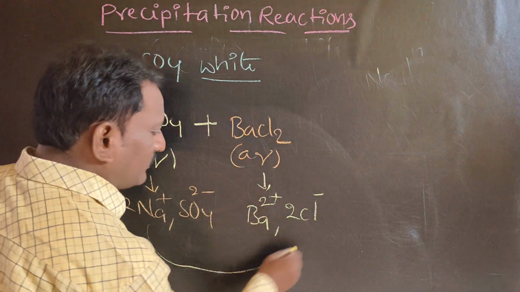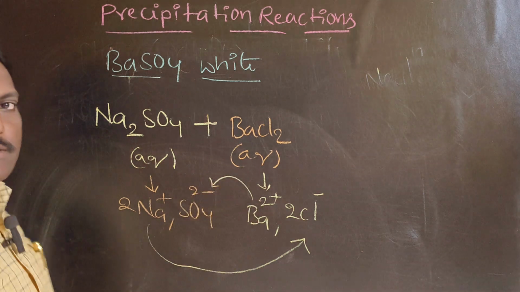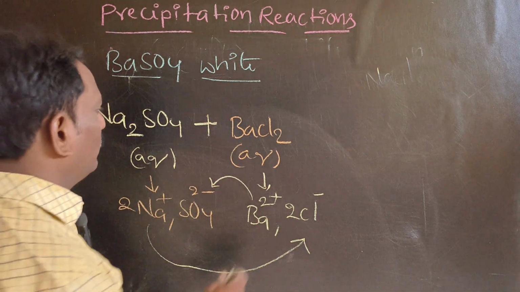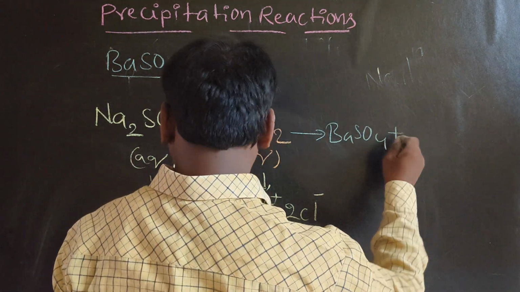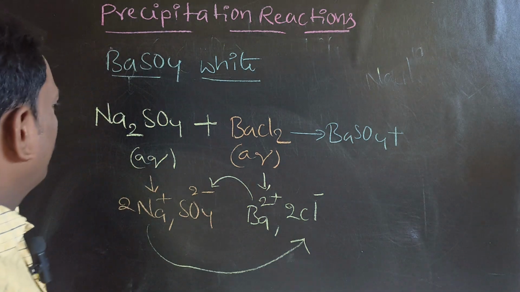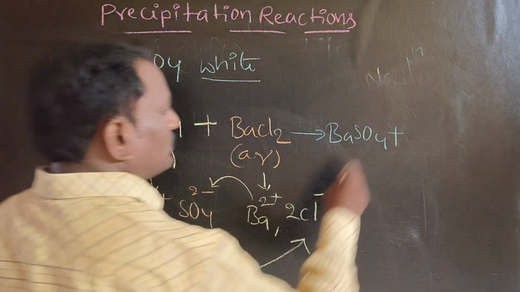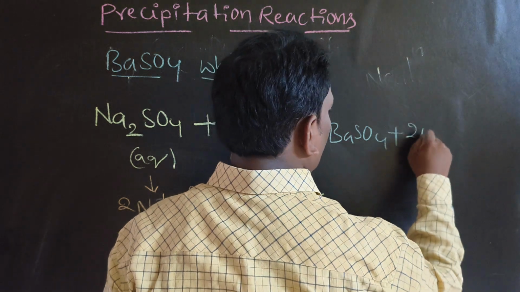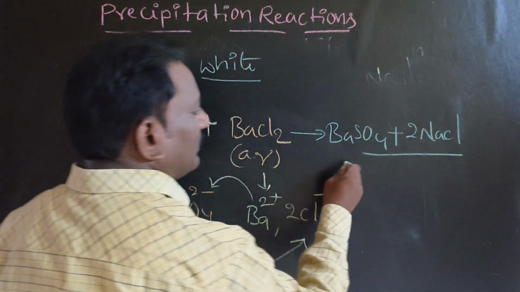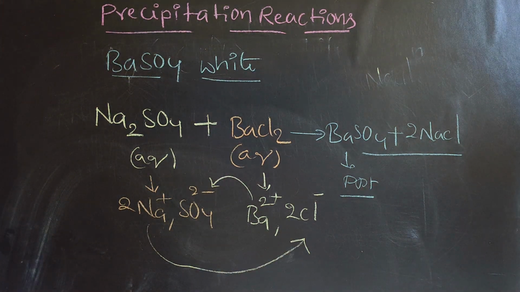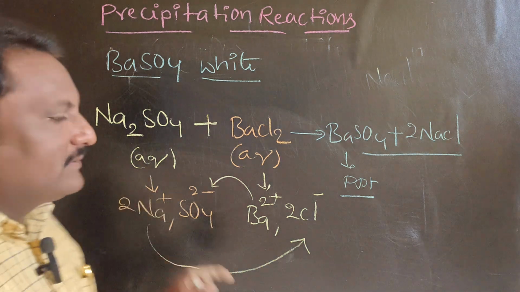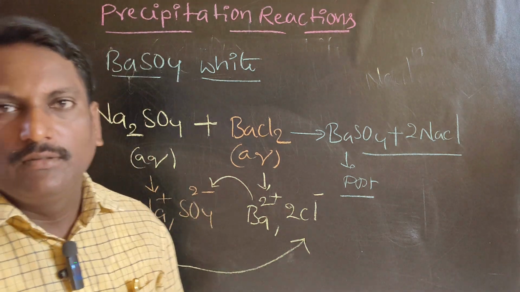Sodium ions combine with chloride ions, and barium ions combine with sulfate ions. Then you will get barium sulfate along with sodium chloride. This is the precipitate, especially a white color precipitate. Copy, my dear. The white precipitate.